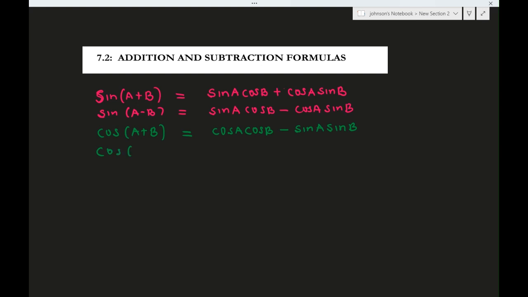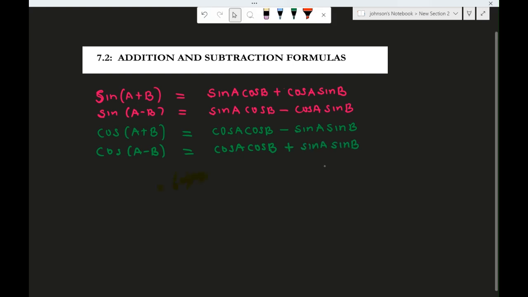Then if you have cosine of A minus B, it is now cosine of A cosine of B, plus sine A sine B. So for tan, we have something like this.